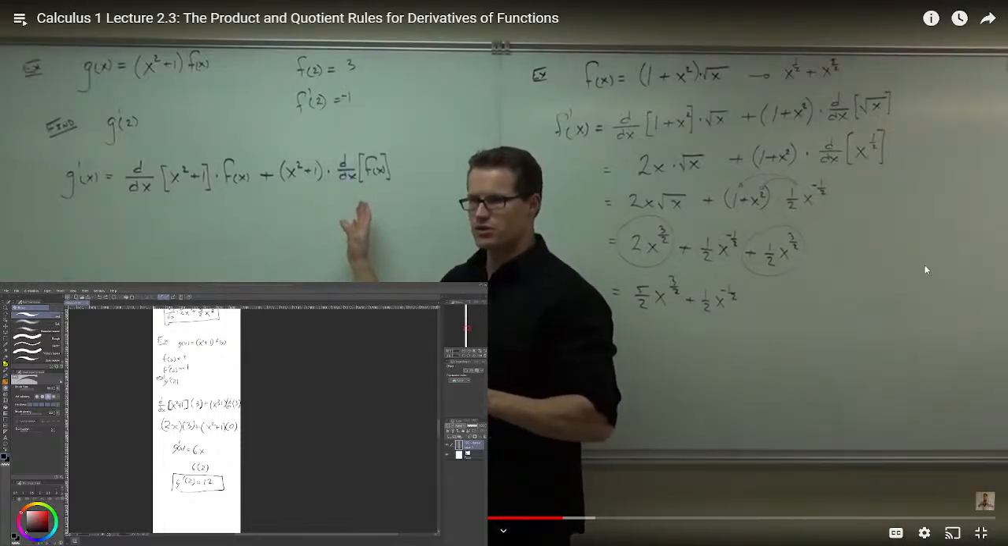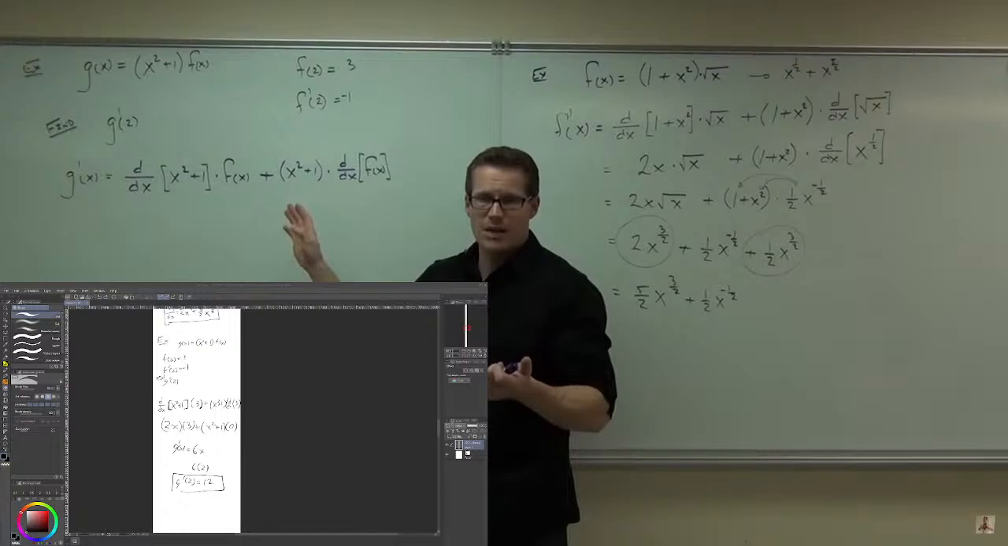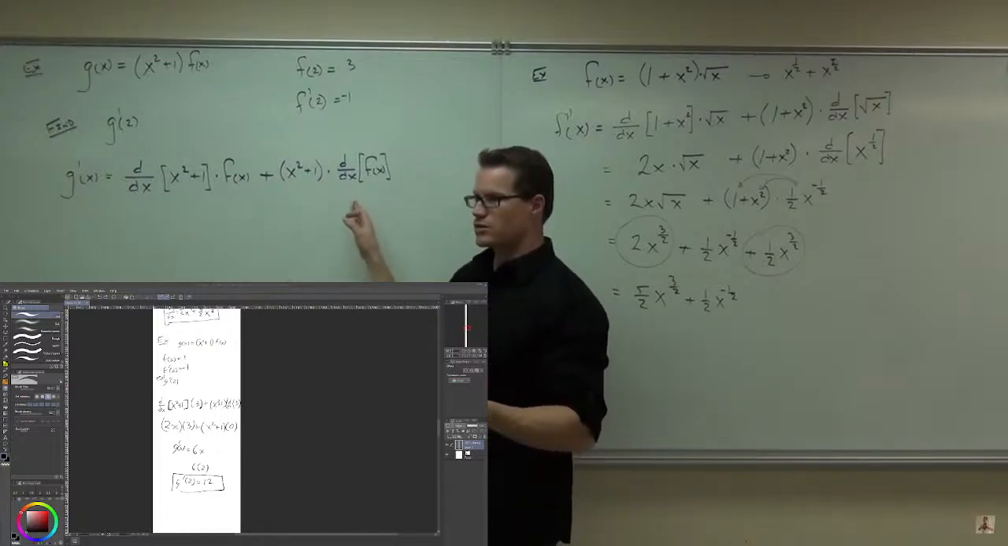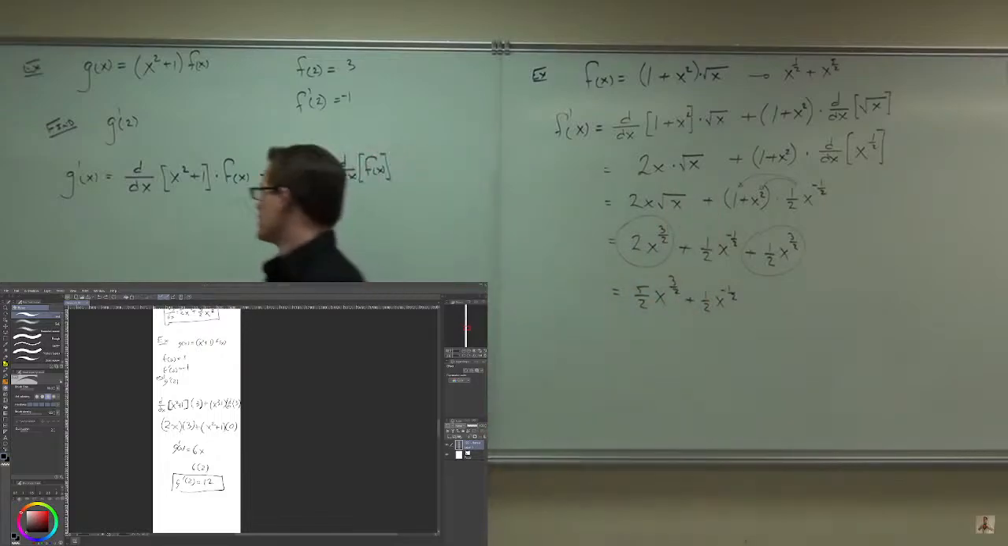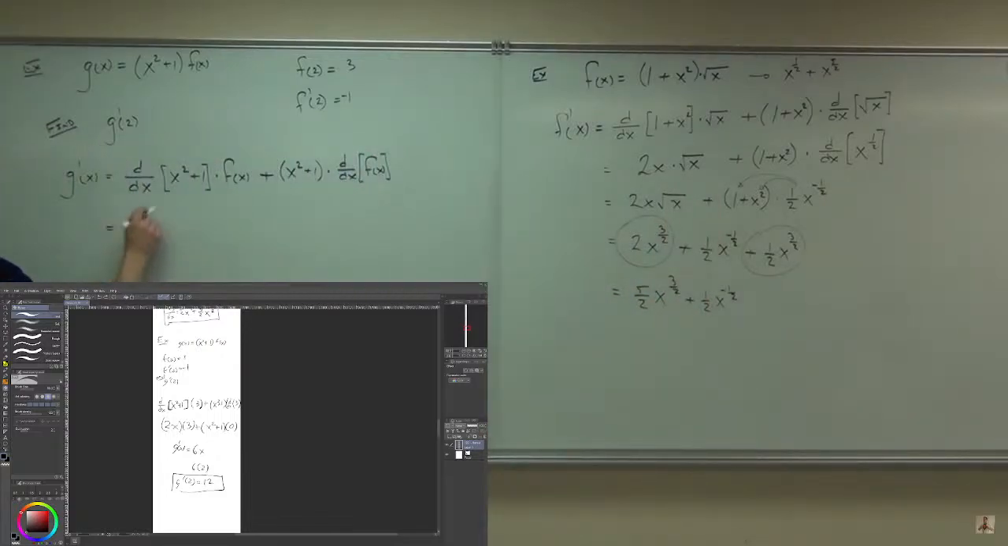For the second, I don't care that the function's not listed. It's f of x, so whatever that happens to be, that's what would go here, and that's what would go here, just like in our other examples. You with me on that? Well, let's do the derivative where we can. Give me the derivative of x squared plus 1.